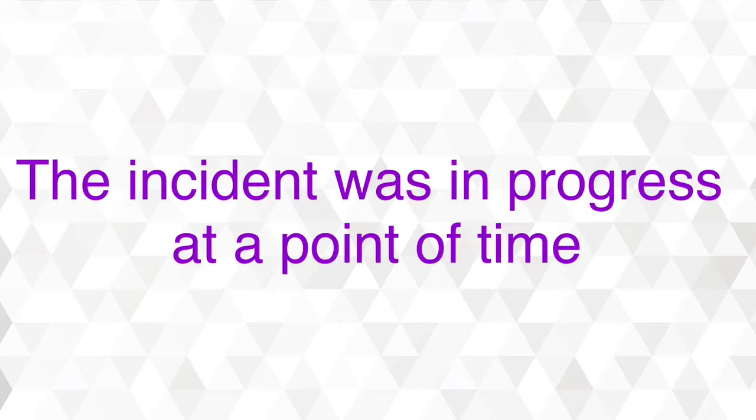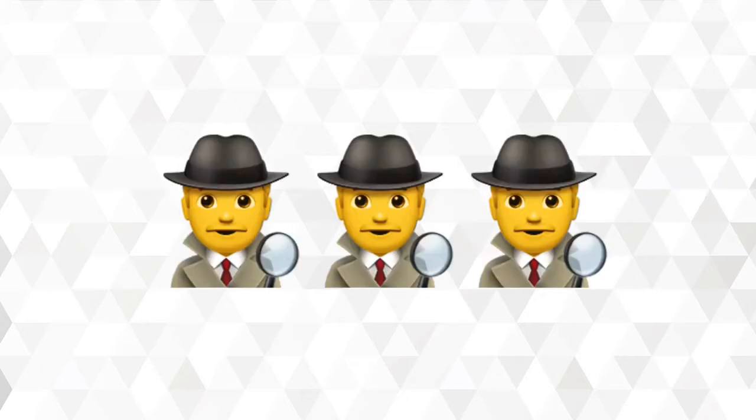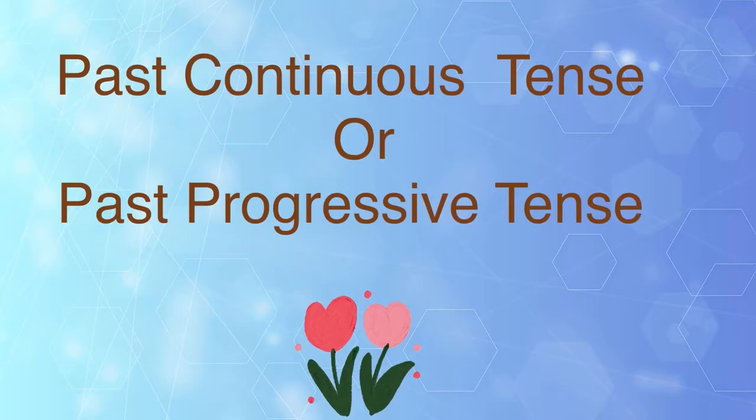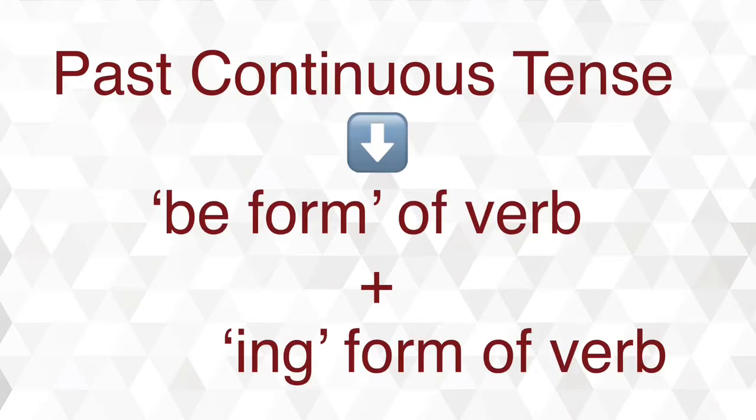Did you notice all that? Well, by now you must have guessed what today's video is all about. It's about past continuous or past progressive tense. Let's find out in detail. Past continuous tense is formed by adding ing to the root form or base form or V1 form of verbs.